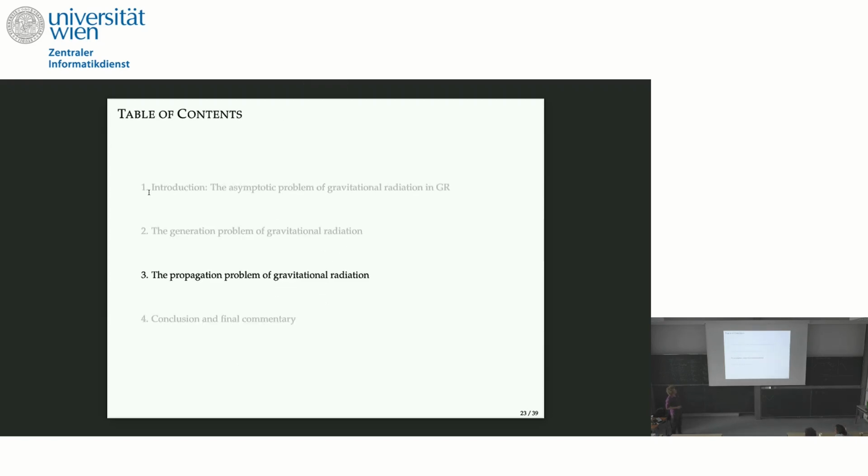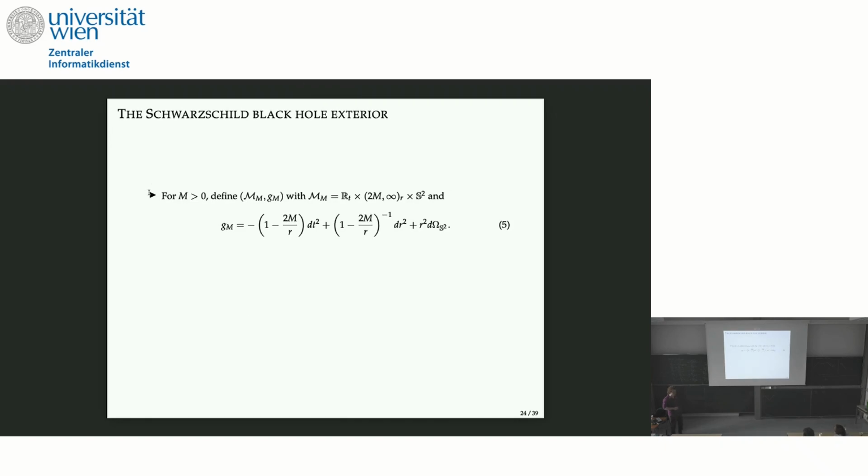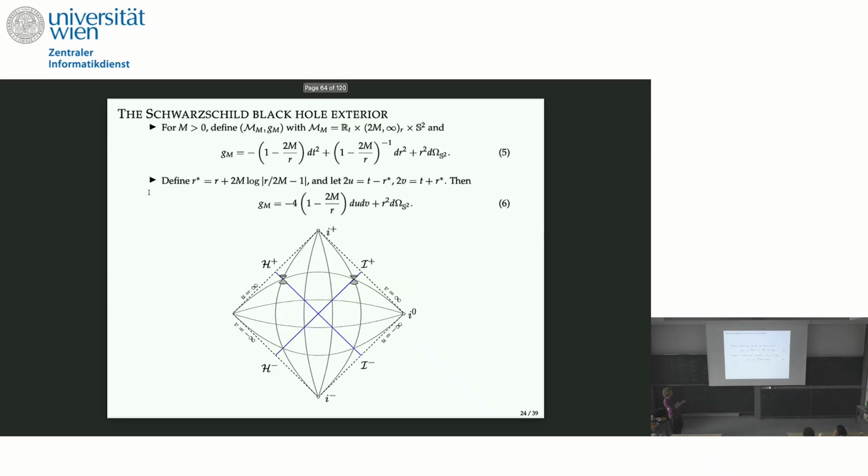So the propagation problem. This is now taking place in Schwarzschild because, as I've just shown you, in Minkowski, you will never violate peeling if there is no incoming radiation. So either you go to second order in Minkowski or you go to linearized gravity around Schwarzschild. So maybe first, let me just introduce linearized gravity around Schwarzschild. We again introduce the usual double null coordinates so that g, the Schwarzschild metric, takes this form. Here's the Penrose diagram, but I'm sure you're all familiar with that.